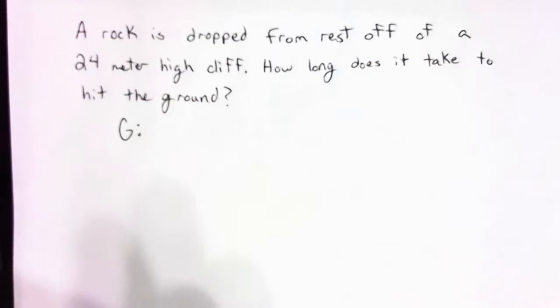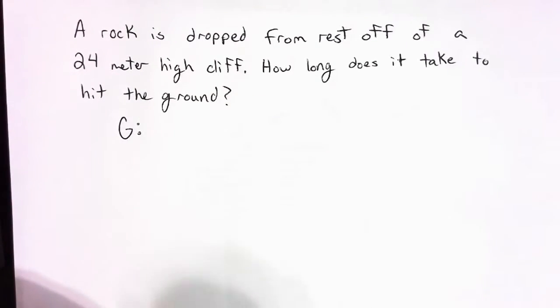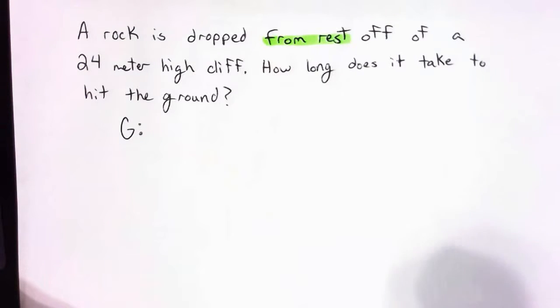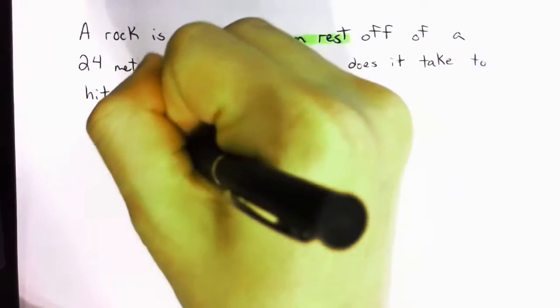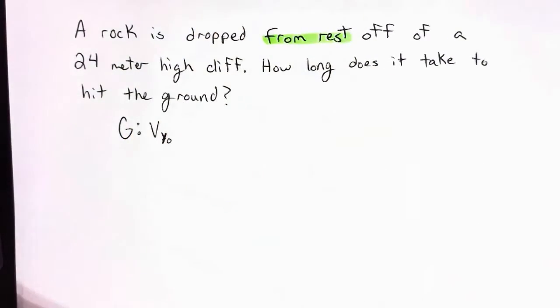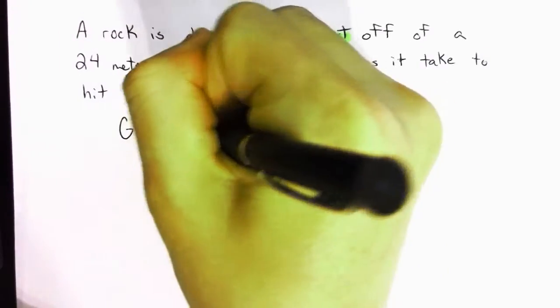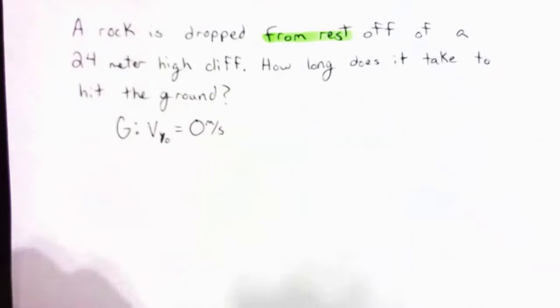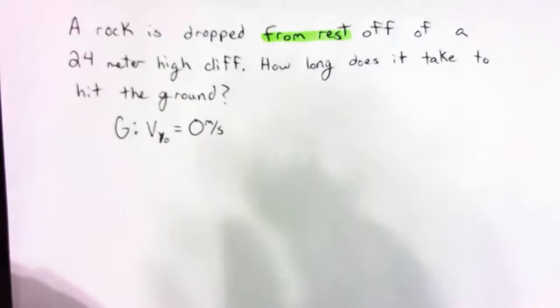Well, we read through the question and see what's listed. So the rock is dropped from rest. That's the first thing that I see here. From rest means that its starting velocity is 0. So I'm going to write my initial velocity, Vy, not y, because we're in the vertical direction, not the x direction, equals 0 meters per second. You do need to write down your givens. Make sure you show all of your work on these types of problems.